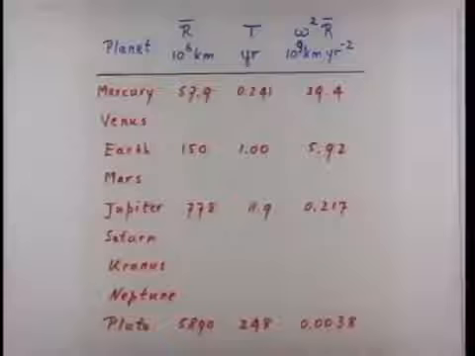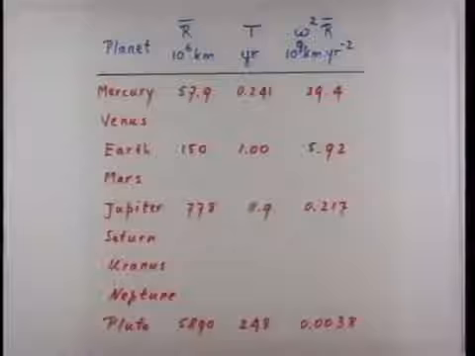So I look up the distance, the mean distance to these various planets, and you see that here in millions of kilometers. Notice that Mercury is about 100 times closer than Pluto. By the way, this is on the web, so don't copy this. You will find this on the 801 homepage. Then I looked up how many years it takes to go around the sun: 12 years for Jupiter, 1 year for the Earth, and I looked up all the other values.